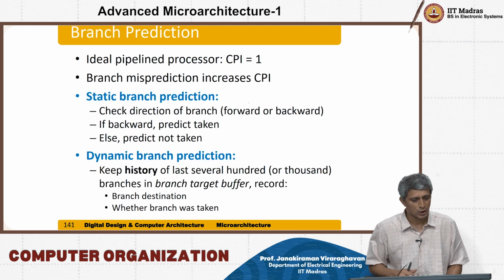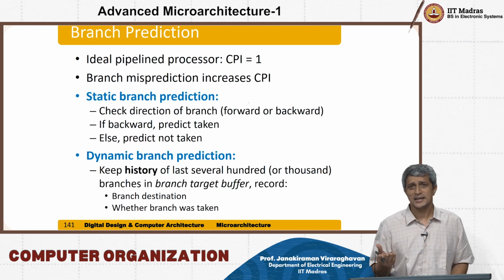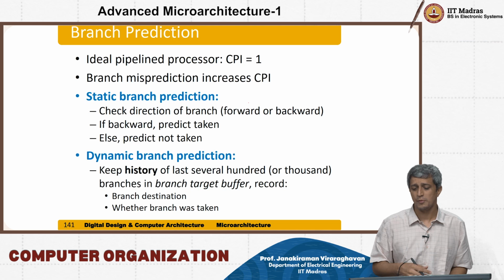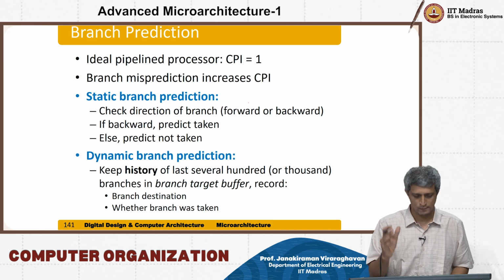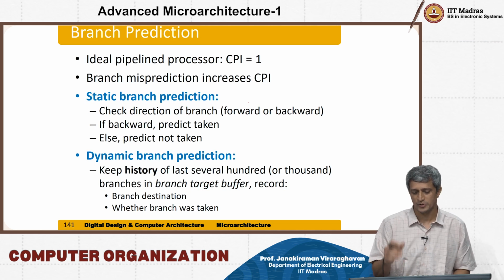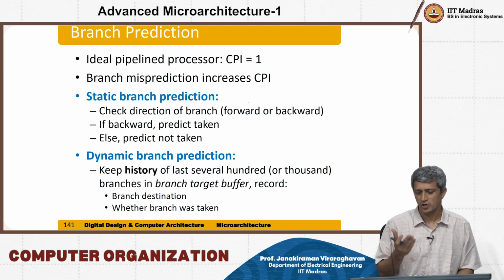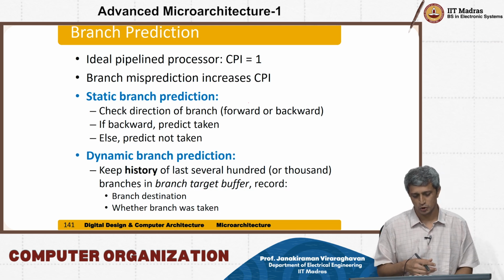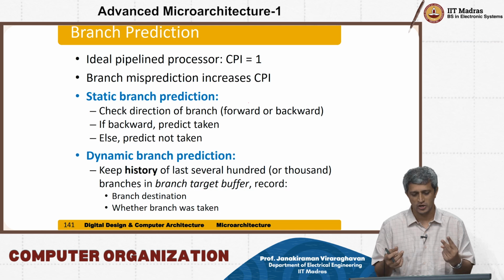Okay, so like I said, ideal pipeline processor CPI is equal to exactly 1, right? If there was no stalling or branch misprediction. Branch misprediction obviously increases CPI. So you can do this branch prediction in 2 different ways.